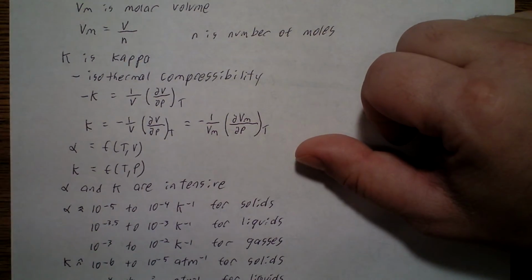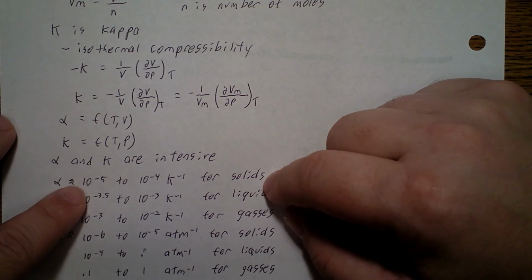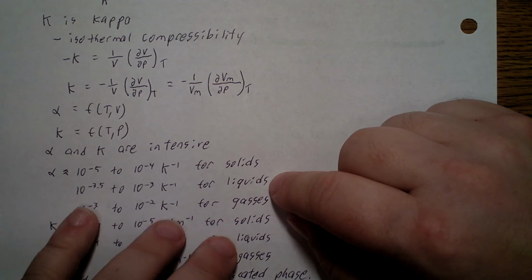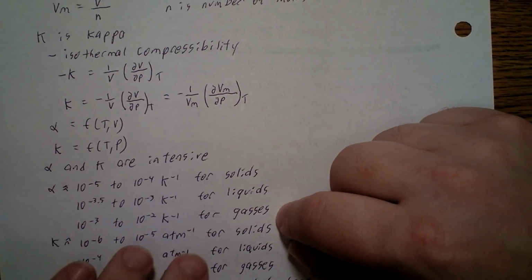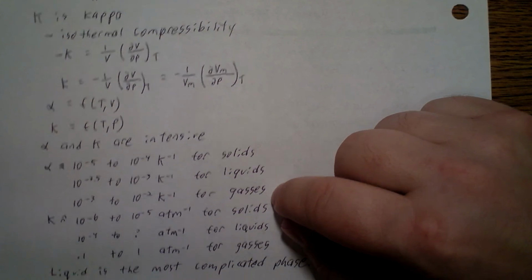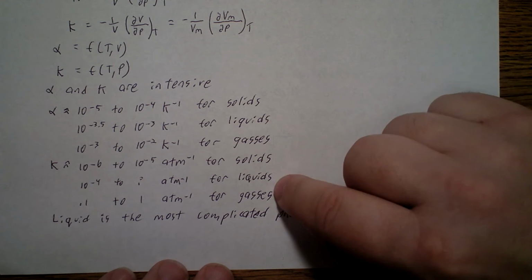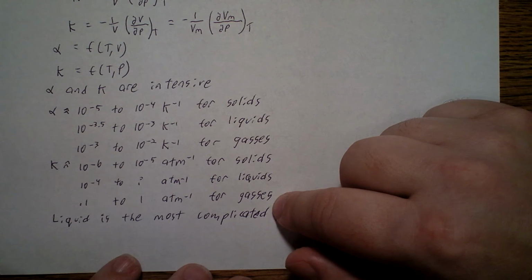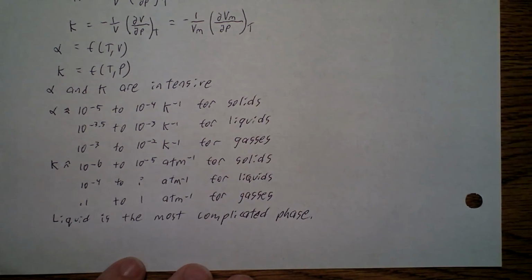Now alpha and kappa are both intensive. For solids, alpha is in a range of maybe 10 to the minus 5 to 10 to the minus 4 per Kelvin. For liquids, alpha is in a range of maybe 10 to the minus 3.5 to 10 to the minus 3 per Kelvin. And for gases, alpha is in a range of maybe 10 to the minus 3 to 10 to the minus 2 per Kelvin. For solids, kappa is in a range of maybe 10 to the minus 6 to 10 to the minus 5 per atmosphere. For liquids, kappa is in a range of 10 to the minus 4 to something, not even sure, per atmosphere. And for gases, kappa is in a range of maybe 0.1 to 1 per atmosphere. Liquid is the most complicated phase, which is why we don't really have a number for that.